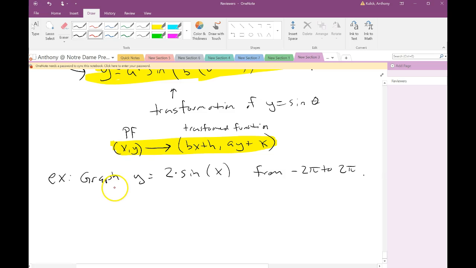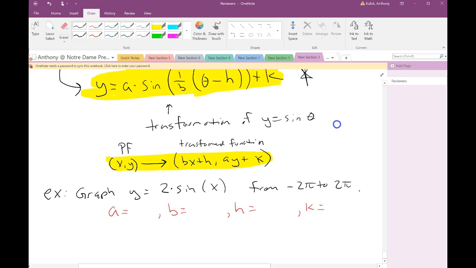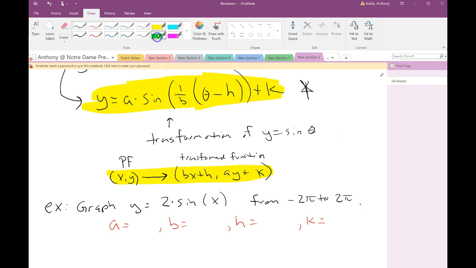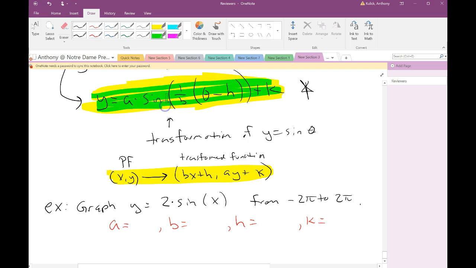What I'm going to do is begin by writing down the values for A, B, H, and K. And the way I'm going to do that is I'm going to look at this thing here and compare it to this thing here. Is everybody okay with that idea so far? So the A value must be 2. Is everybody okay with how I figured that out?